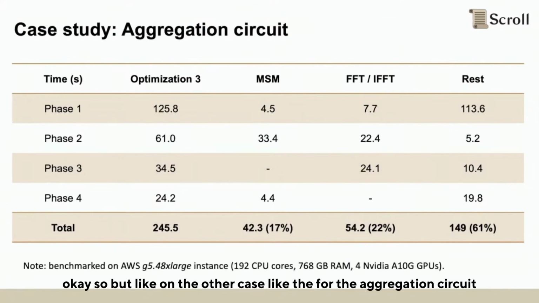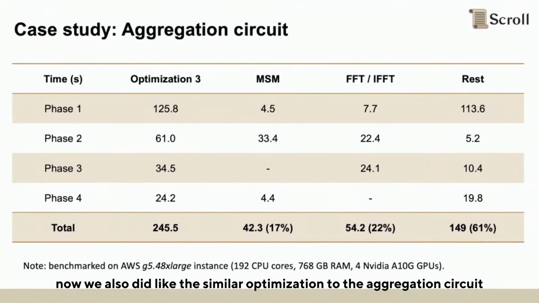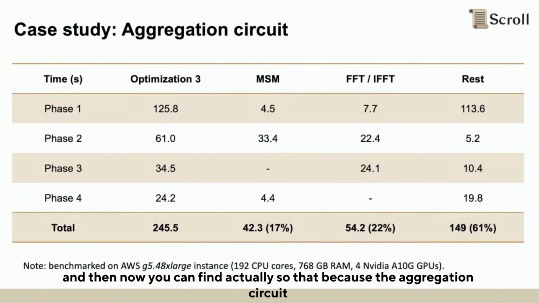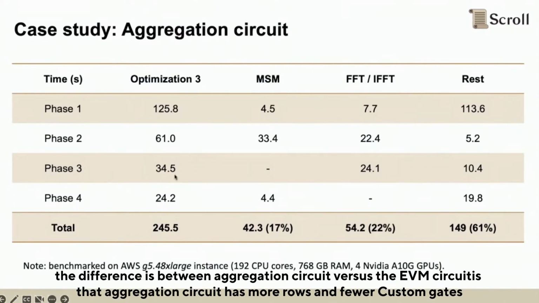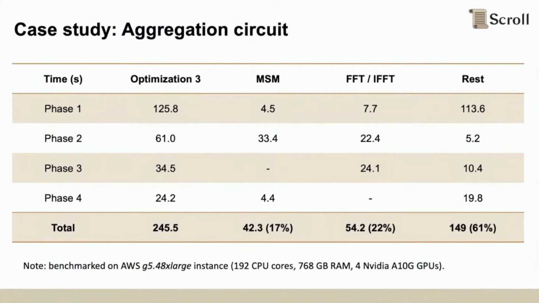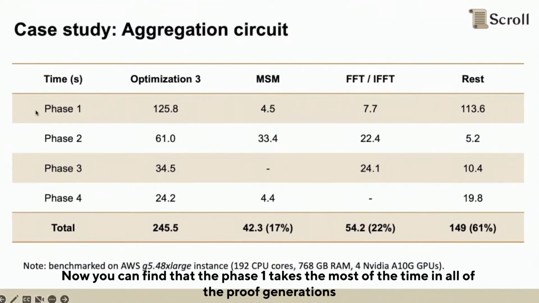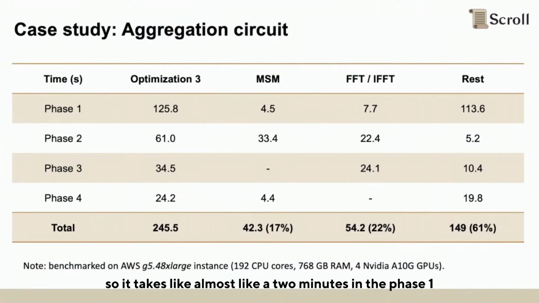Okay, but on the other case, for the aggregation circuit, we also did a similar optimization. The difference between the aggregation circuit and the EVM circuit is that the aggregation circuit has more rows and fewer custom gates. Now you can find that phase 1 takes most of the time in the proof generation. It takes almost 2 minutes in phase 1.